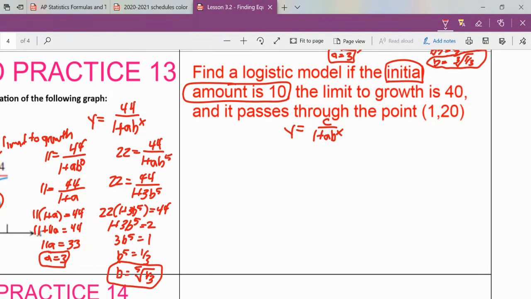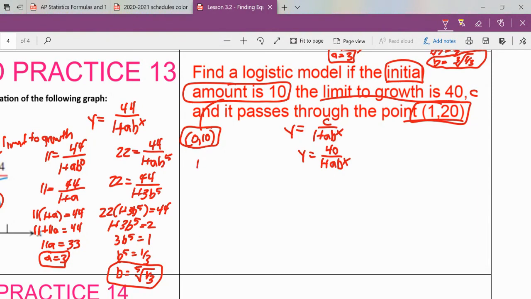I'm not telling you that this a value is 10. I'm telling you the initial amount is 10, which means that's the y-intercept, the point (0, 10). Here it says the limit of growth is 40, so I know that's the c value. And here's another point that it passes through. So I've got 2 points, (0, 10) and (1, 20), that it goes through. So it's that same process. Just start with this equation, y equals 40 over 1 plus ab to the x. And this is two equations, putting these points in.